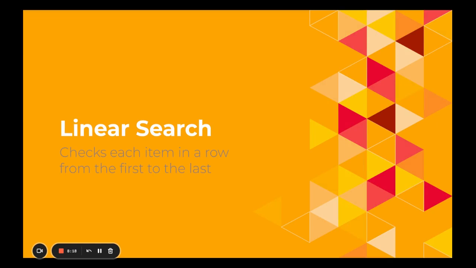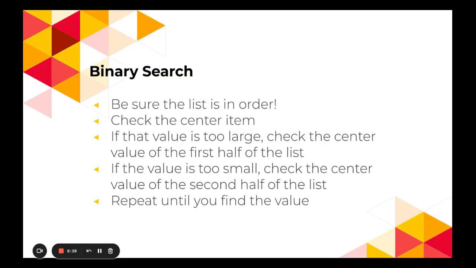So there's two different types of searches. A linear search checks each item in a row from the first to the last. That's the kind of search I did right away in my guessing game. Then there's a binary search. If your list is in order, the binary search is much faster. You check your center item. If that value is too large, check the center value of the first half of your list. If the value is too small, check the center value of the second half of the list, and repeat over and over. That's what I did the second time through the guessing game.